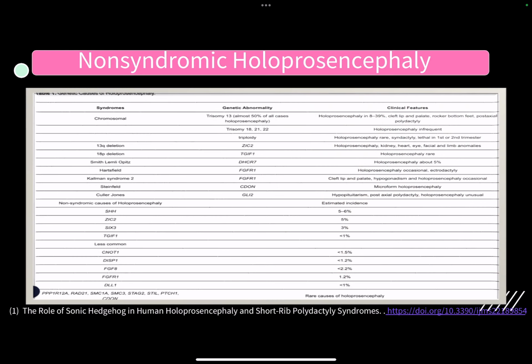Here is a table that shows the various different mutations that can cause non-syndromic holoprosencephaly. There are various chromosomal mutations such as the deletion of 13q and 18p. But the most prominent mutation shown that can cause this disease is mutations within Sonic the Hedgehog, which accounts for 5 to 6% of all cases.